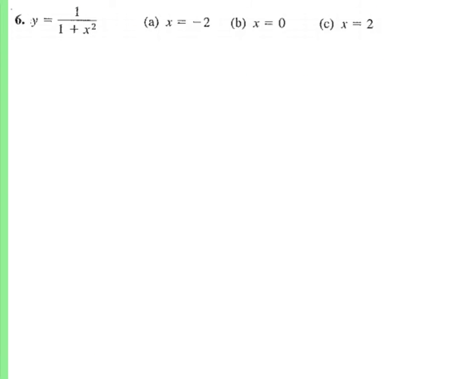Okay, it says to find the value of dy/dt if dx/dt is 2, and then x is a, b, or c. So how do we take this function and find, I'm going to write it like this, how do we find dy/dt?